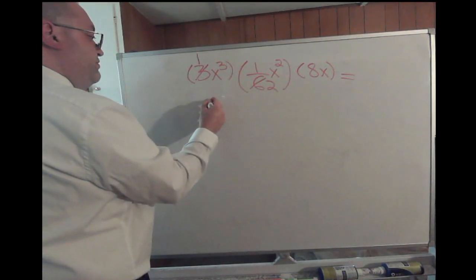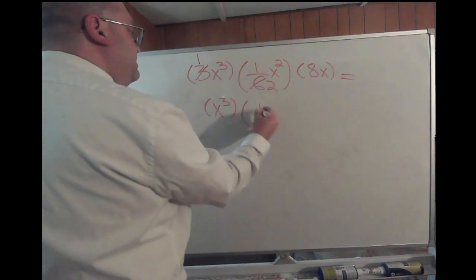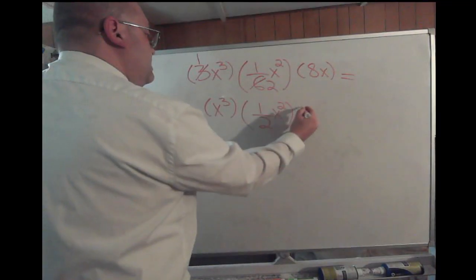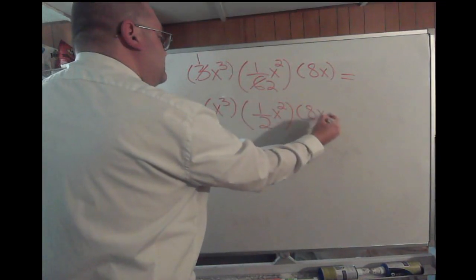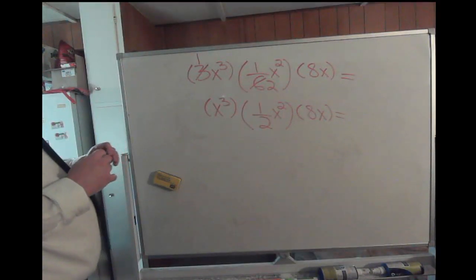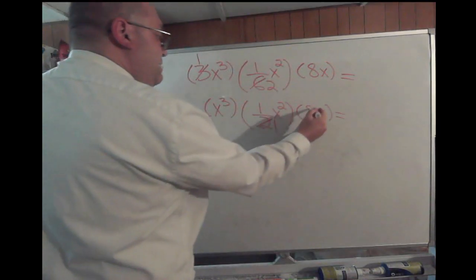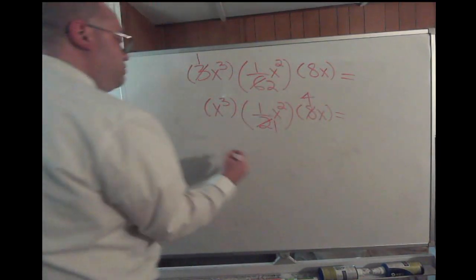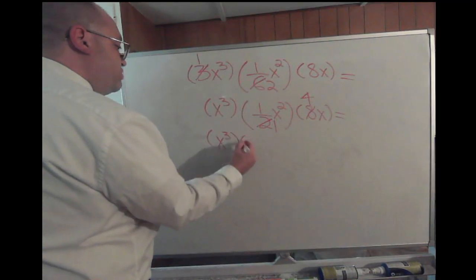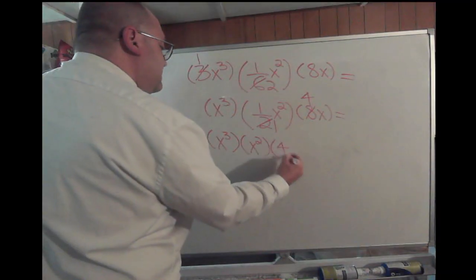So what you're now left with is the quantity of x cubed times the quantity of 1/2 x squared times 8x. Alright, is there anything else we can cancel? In fact, there is. Between the 8 and 2, if you divide 2 by 2, you get 1. Divide 8 by 2, you get 4. So what you're now left with is the quantity of x cubed times the quantity of x squared times the quantity of 4x.